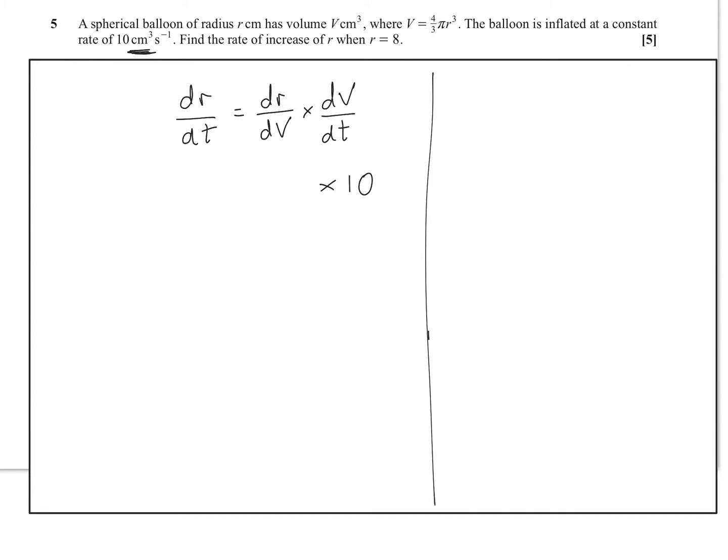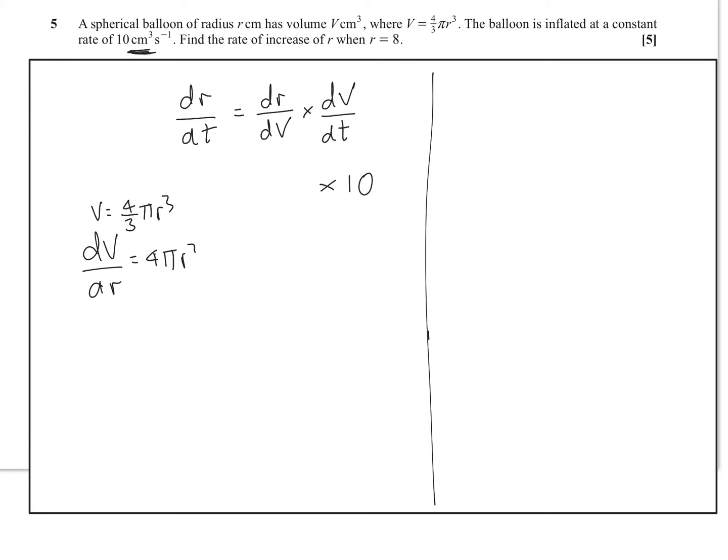What about dr by dv? Okay, it's 1 over dv by dr. So if I find dv by dr, well, I know v is 4/3 pi r cubed. So dv by dr, that becomes a 3. That 3 goes. I think that's just 4 pi r squared.